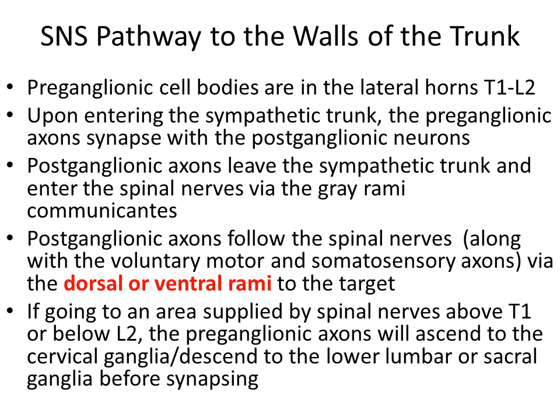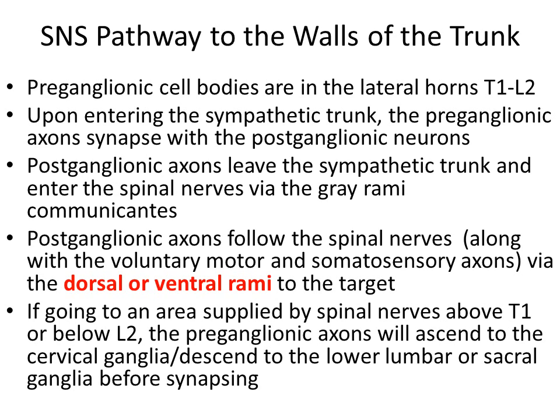Our next pathway is going to the walls of the trunk. We need to get to the skin and blood vessels of the muscles of the walls of the trunk, as well as the skin of the walls of the trunk. Our preganglionic neuron cell bodies will be in the lateral horn anywhere from T1 to L2, depending upon where we are going. Because we're talking the walls of the trunk, these pathways are going to follow our dermatomes when going to the skin.